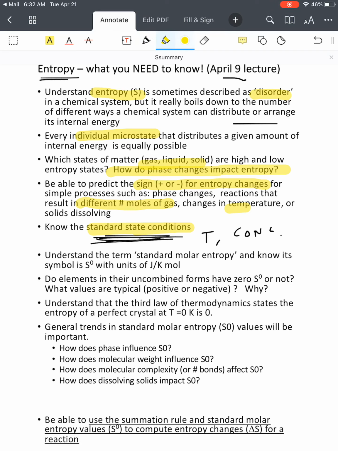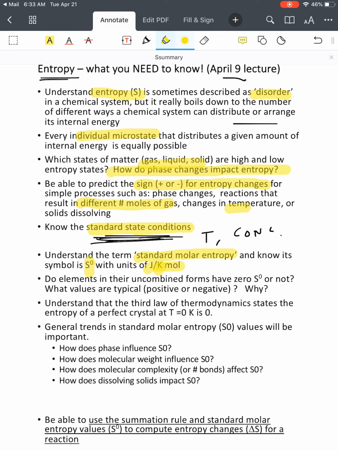All right, moving on then. Also in this April 9th lecture, we introduced the concept of standard molar entropy. That's this S0 term. Its symbol is S0. It's called standard molar entropy. And typical units of that are on the order of joules per Kelvin per mole.